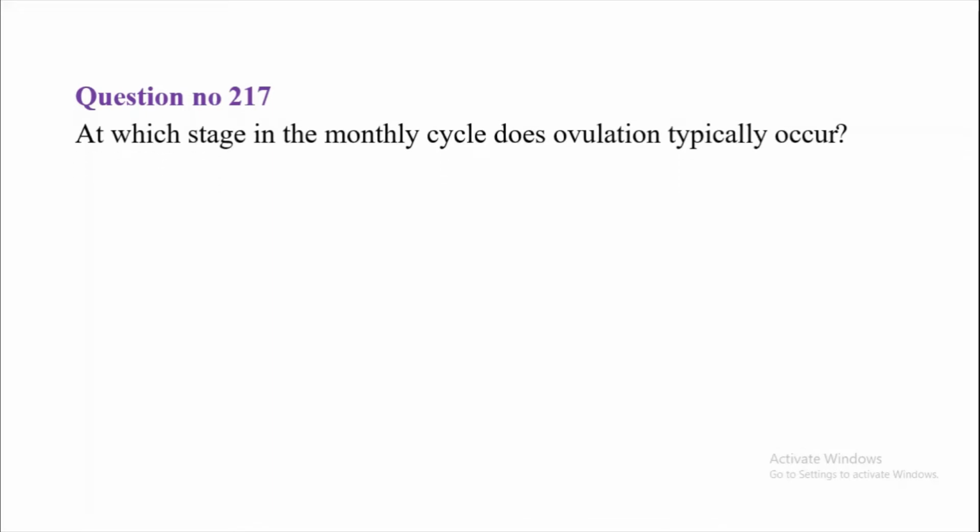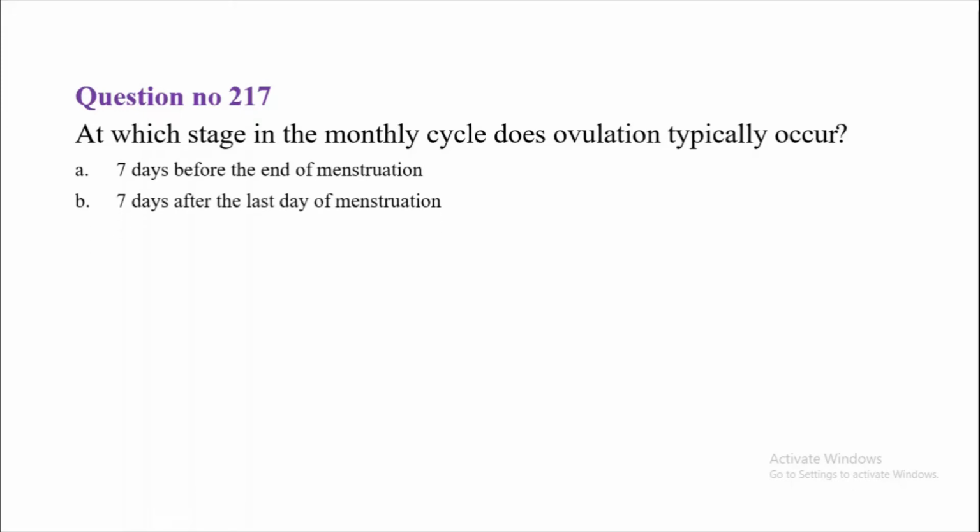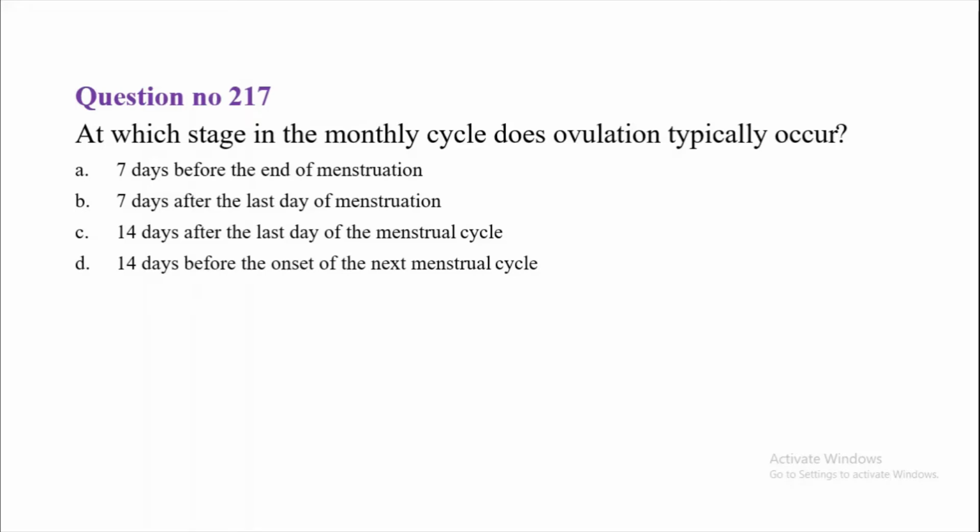Question number 217. At which stage in the monthly cycle does ovulation typically occur? The options are number A, 7 days before the end of menstruation. Number B, 7 days after the last day of menstruation. Number C, 14 days after the last day of the menstrual cycle. Number D, 14 days before the onset of the next menstrual cycle.